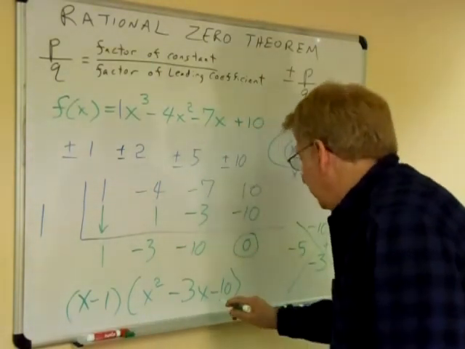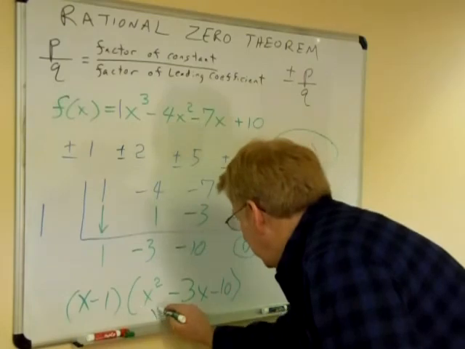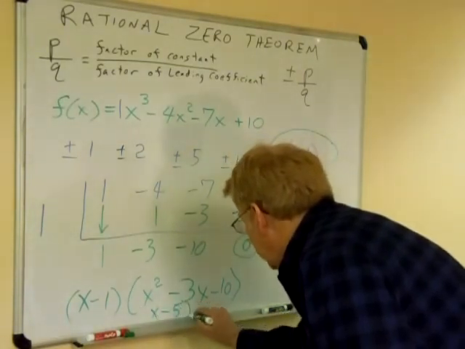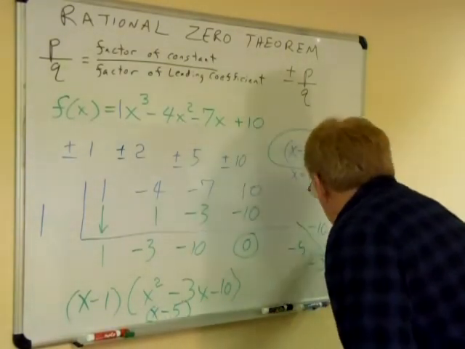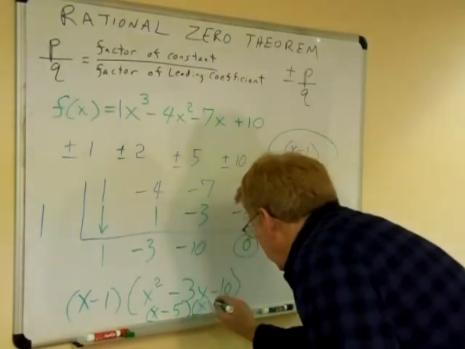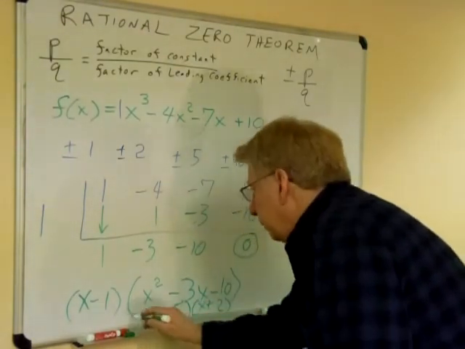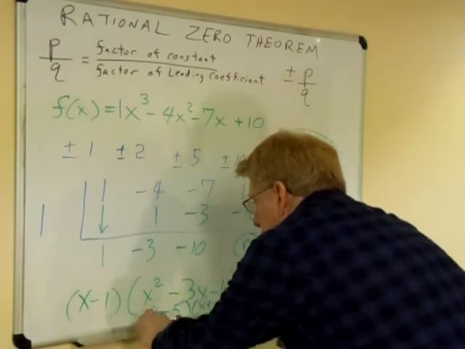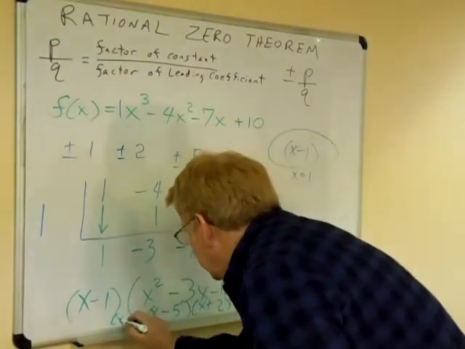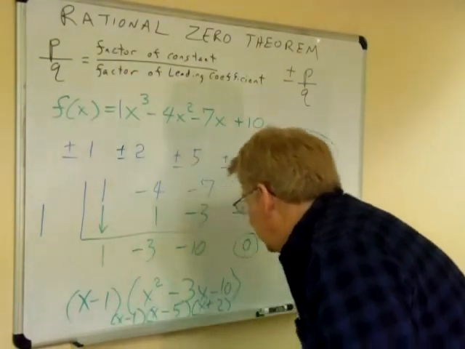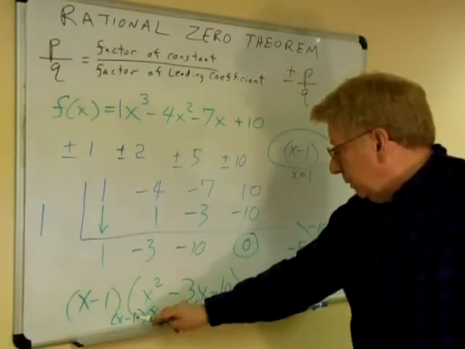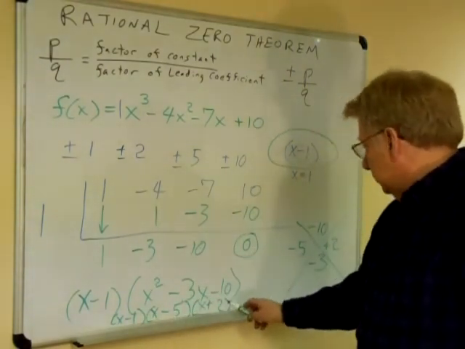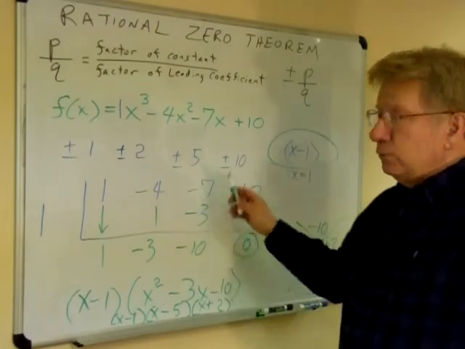So actually I can replace this trinomial with x minus 5 times x plus 2. And we had this x minus 1. That didn't change, so that's still in there. So we ended up with x minus 1 times x minus 5 times x plus 2. Now we have it fully factored.